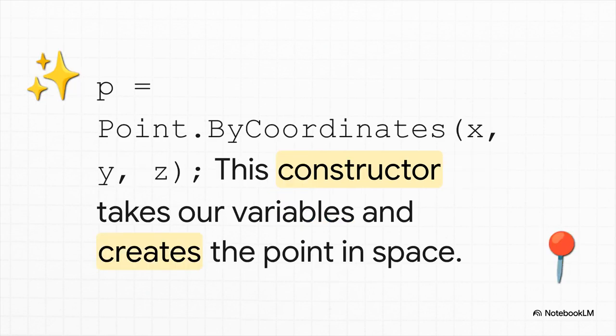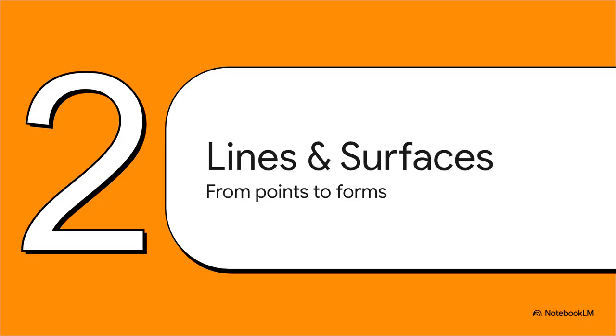And this is the action. The command Point.ByCoordinates is what's called a constructor. Just think of it like hitting the go button. It takes our 3 ingredients, x, y, and z, and it executes the instruction to actually create the point. And just like that, we've stored our brand new piece of geometry in the variable we've called p. Okay, great, we got a point. That's our fundamental building block.